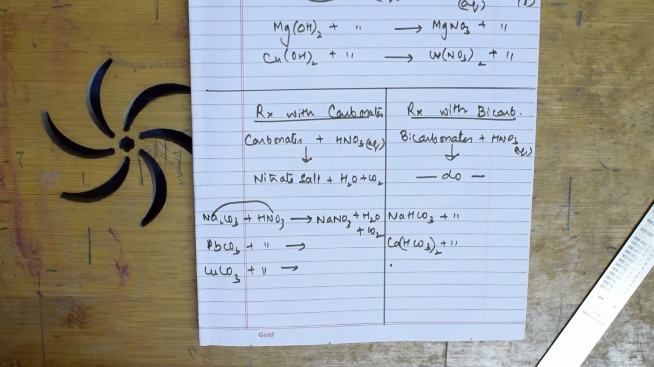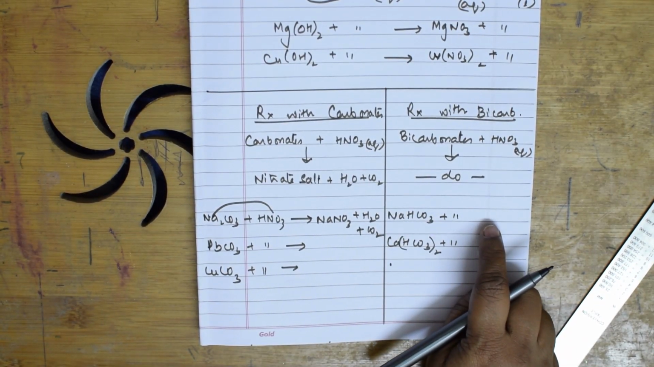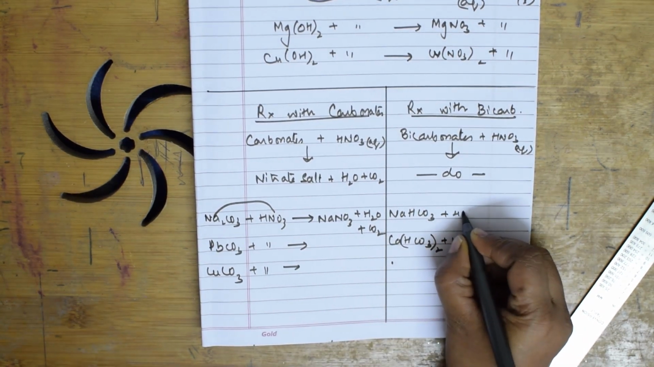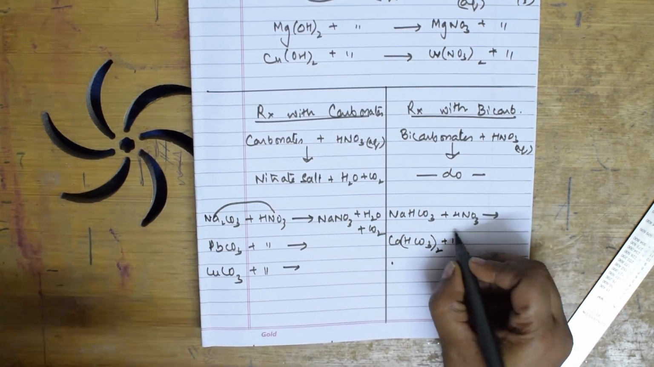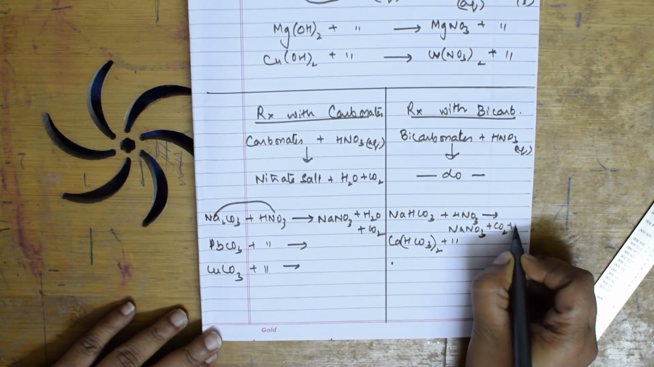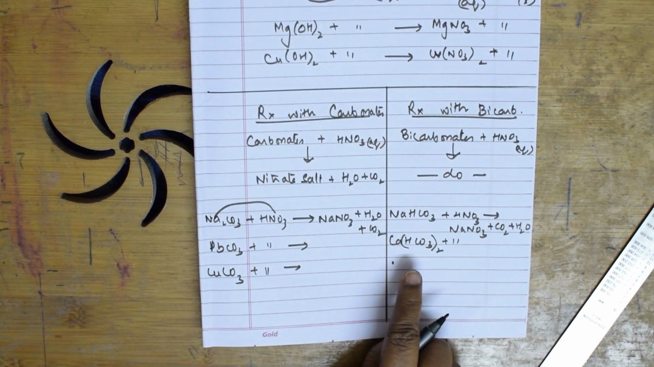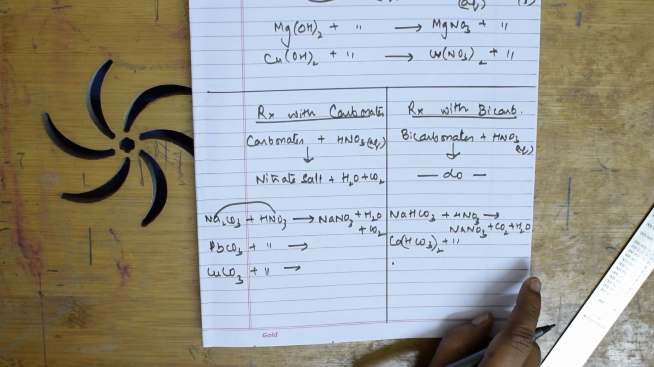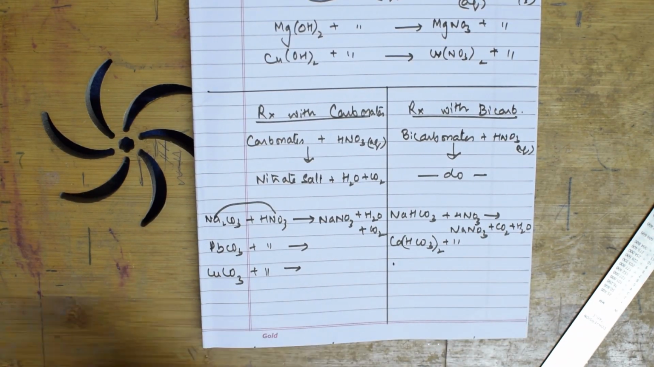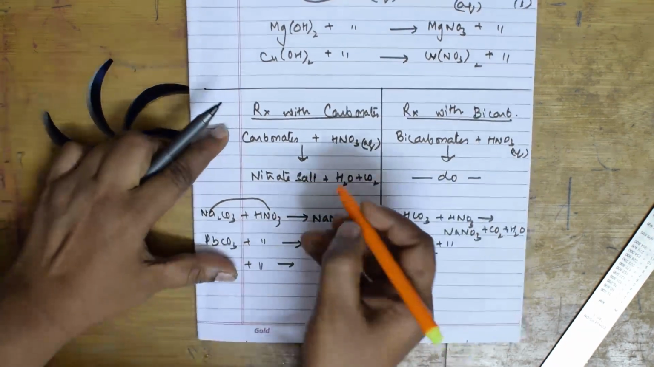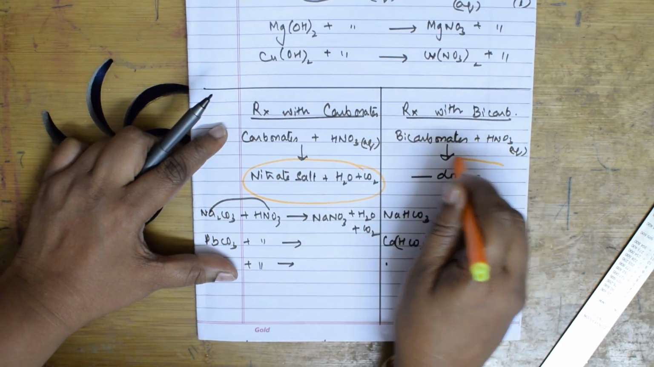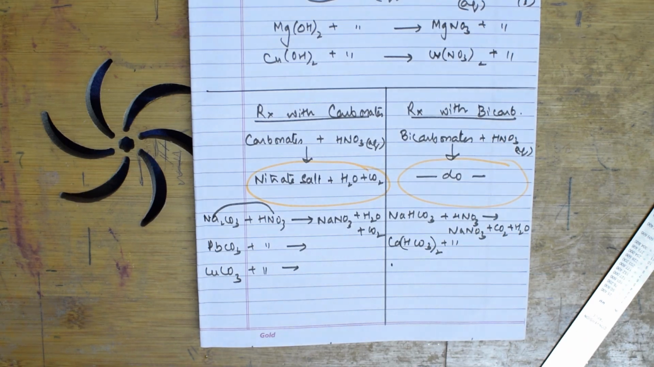Sodium bicarbonate gives sodium nitrate. Let us write this one. It becomes sodium nitrate plus carbon dioxide plus water. Here also calcium nitrate, carbon dioxide plus water. Right? Done, students? So this is how you have to remember. Whenever you are reacting carbonate plus nitric acid, you get nitrate salt plus water. Here also same thing. That is how you have to understand.